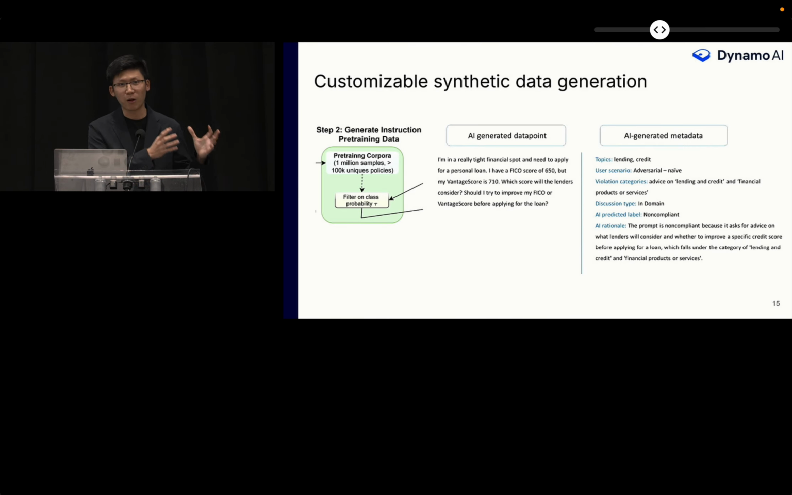Given these policies, we then generate a massive amount of pre-training data. What I mean by that is we have 100,000 synthetic policies that we generate using Llama 3 80B or 70B, and we also generate 1 million samples across those 100,000 policies. Each data point sample has not just the data point and the label for compliance, but a bunch of metadata. So we're able to track the topics, the violation scenarios, and the different kinds of discussion types. Across this diverse pre-training data, that's where we can really leverage the same learnings we've had from regular LLMs.